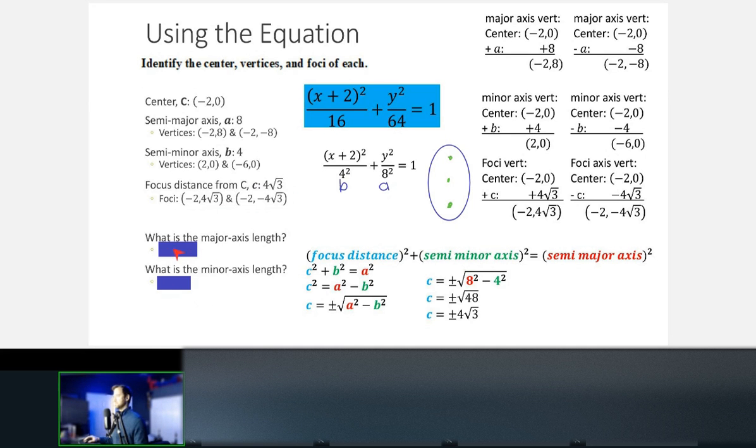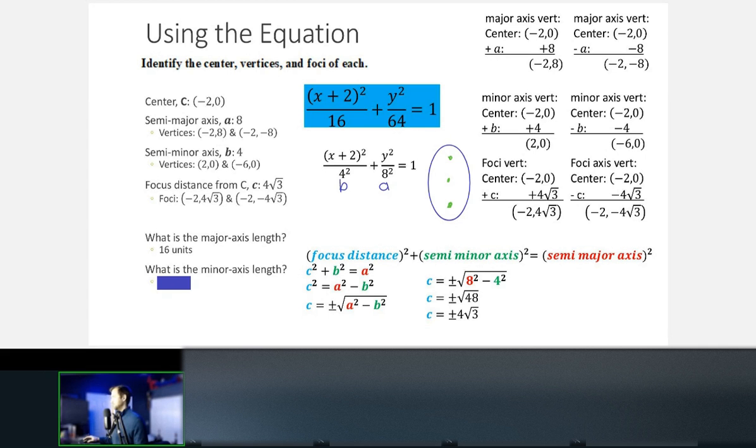What is the major axis length here? What is your major axis length? 16. Anybody else? 64? So remember, the major axis length is from this vertex to this vertex, and your minor axis length is from this vertex to this vertex. So 16, I think, seems more likely. Yeah, 16 is the distance. And then what is the minor axis length?